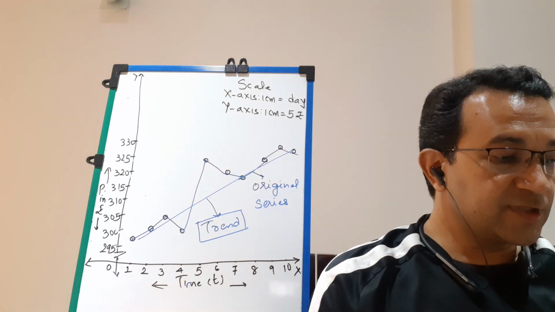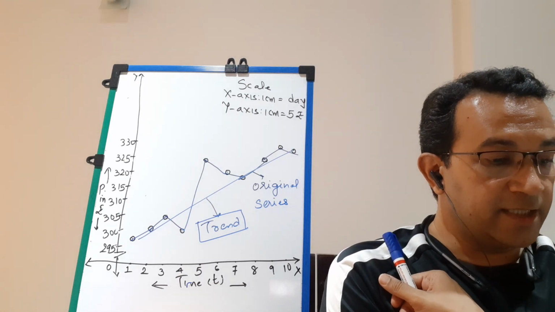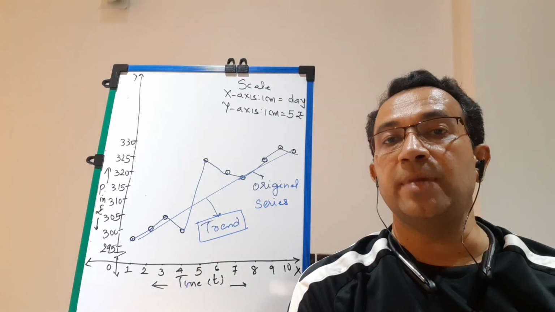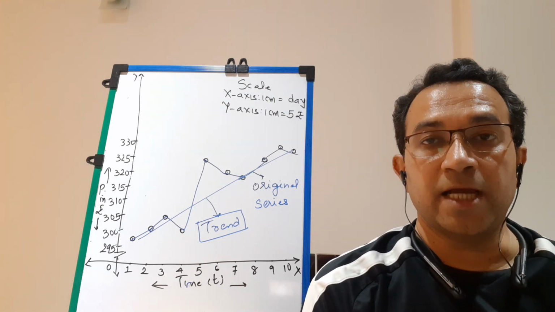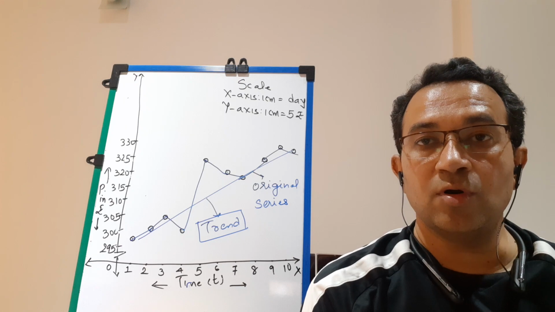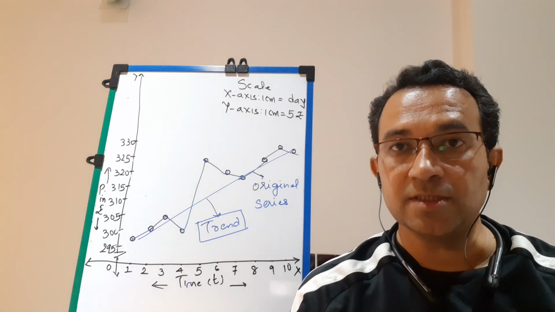The following time series shows the daily production of a factory. Find the trend using graphical method. Here also linear trend is not written, so you are either free to draw a curve or free to draw a line. Students, a line is more preferred than a curve.